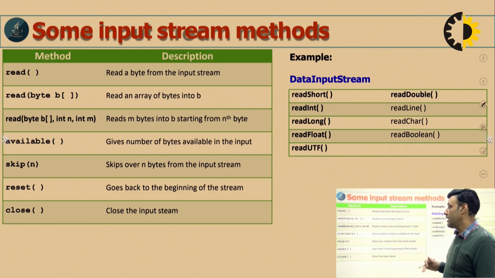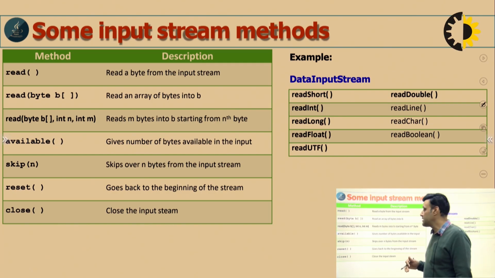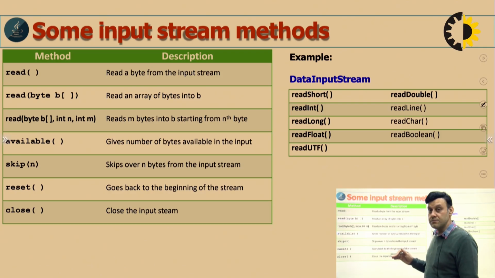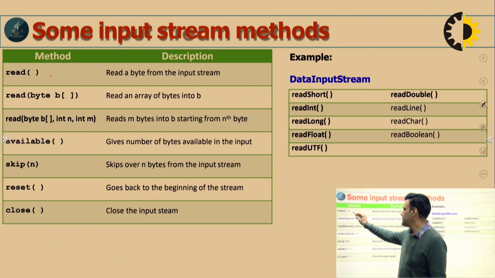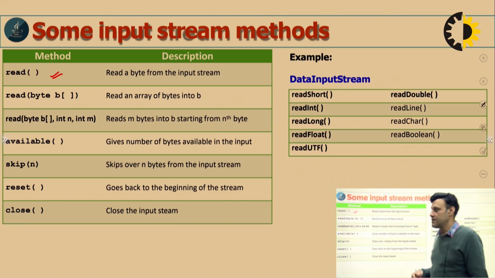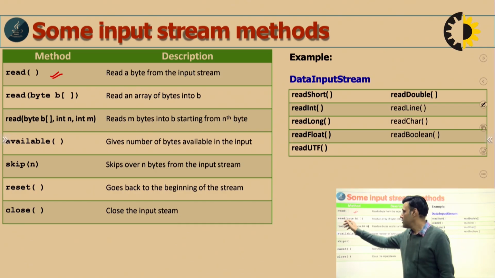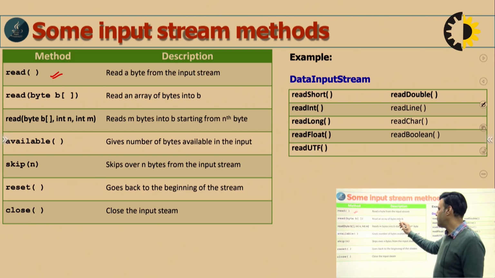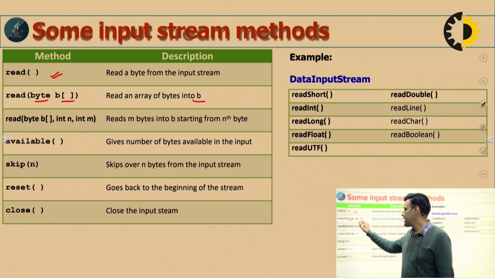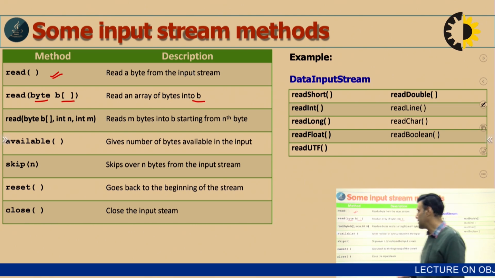Now, as I am discussing methods, these are some methods which we will use that come under the input stream. For example, if we want to read a byte from an input stream, then we will use this read method, right? So, read an array of bytes into B. This will read the byte type array.